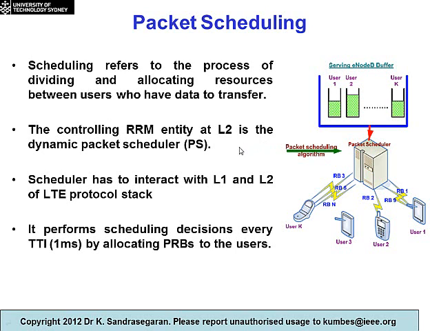And this is a layer 2 function. Okay, so if you go back and look at the previous slide that we saw on the different layers, the dynamic packet scheduler is a layer 2 function in LTE. But even though it's a layer 2 function, it has to interact with other layer 1 and layer 2 entities in order to make this decision. Now, packet scheduling decisions are performed every millisecond or every TTI, and we allocate a pair of resource blocks, or PRBs, to the user.